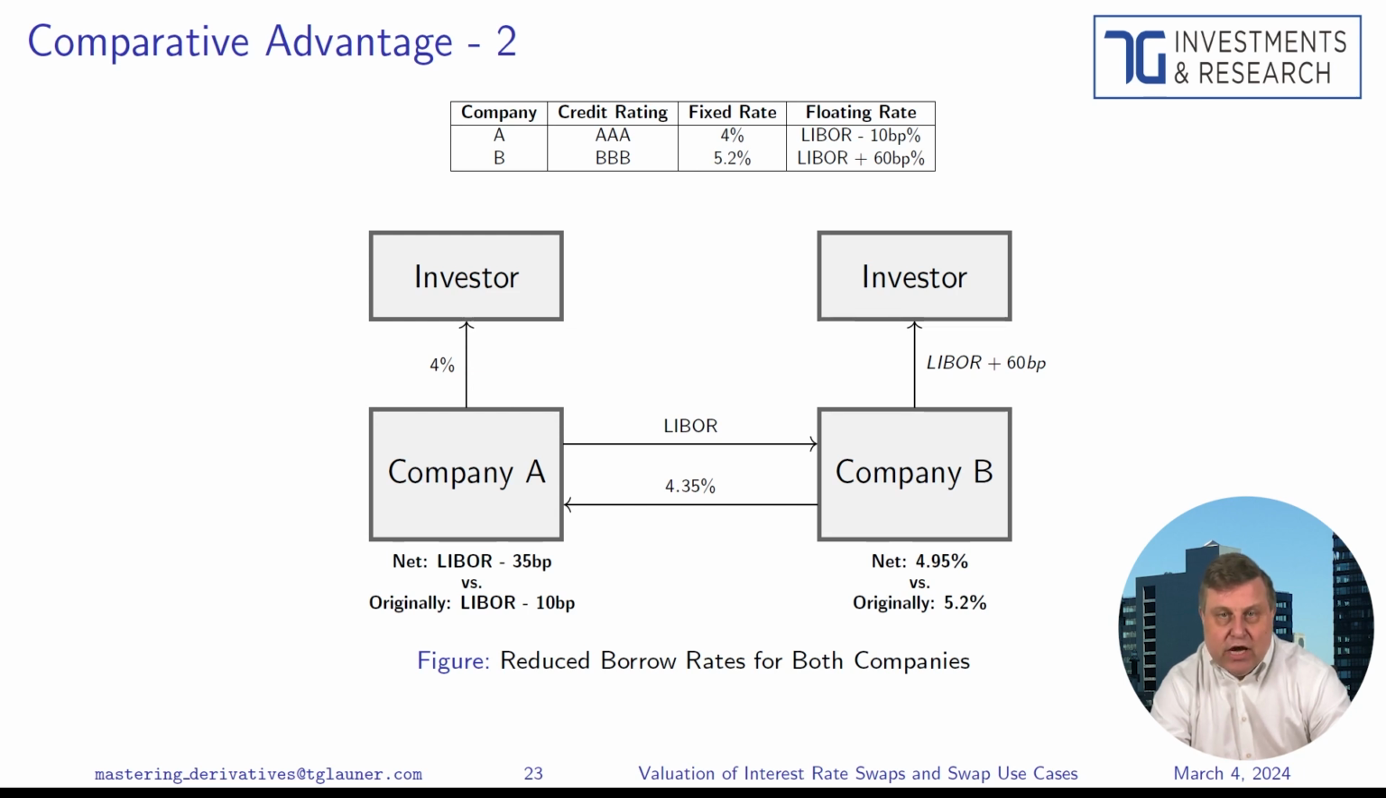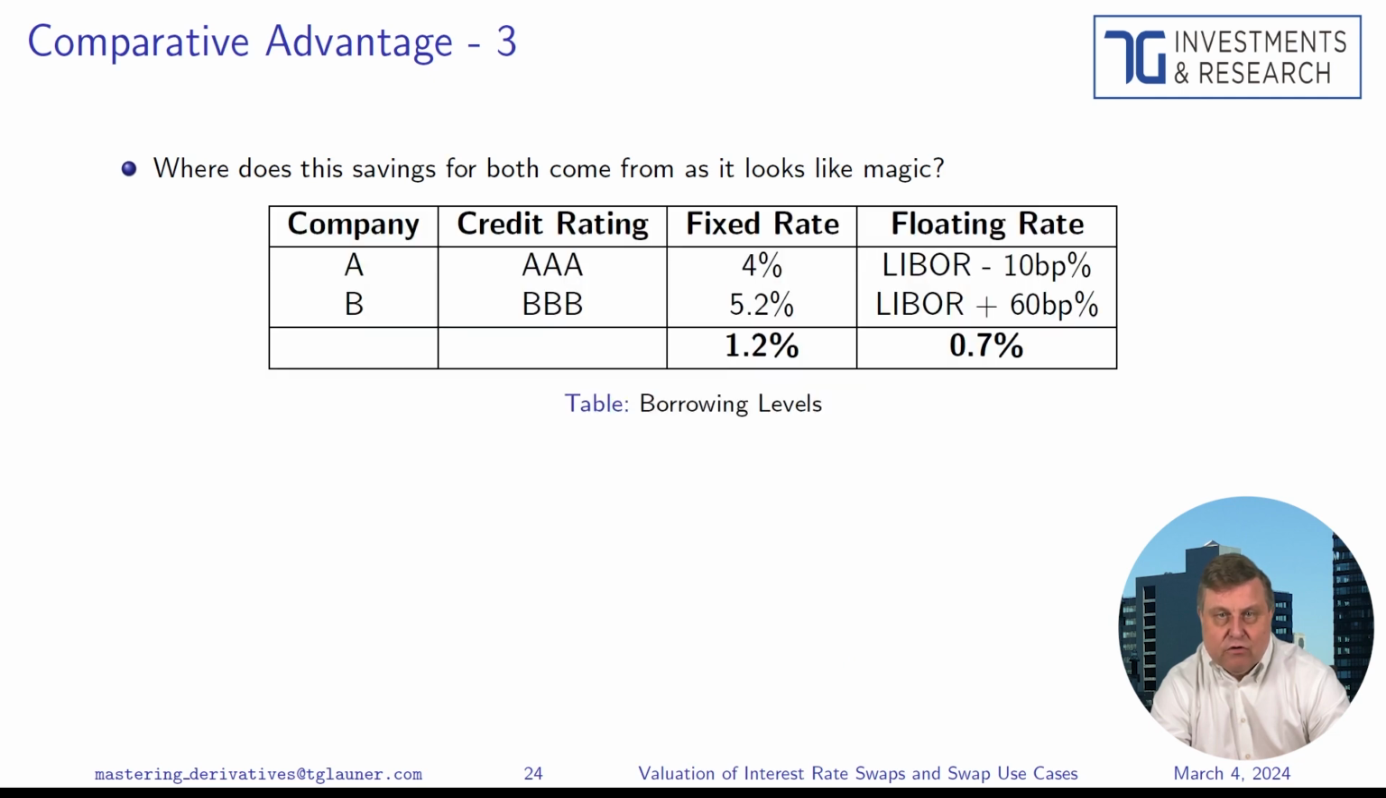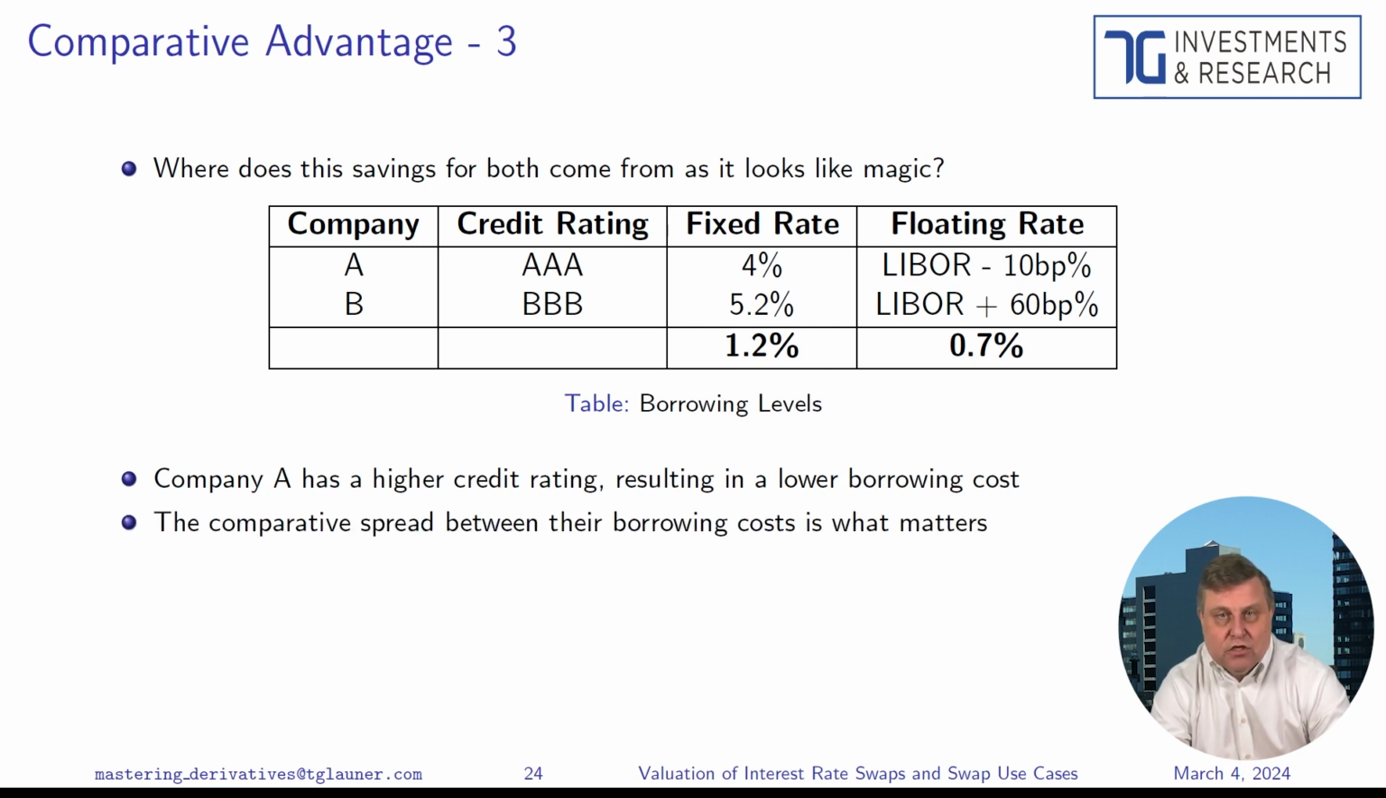This magic arises from exploiting differences in comparative advantages. The spread between fixed-rate borrowing costs is greater than that of floating-rate costs by about 50 basis points across these two companies. Both companies benefit from leveraging their relative strength in either fixed or floating-rate environments due to market inefficiencies previously exploited by investors who received higher returns as a result.